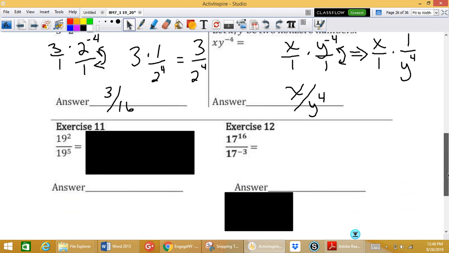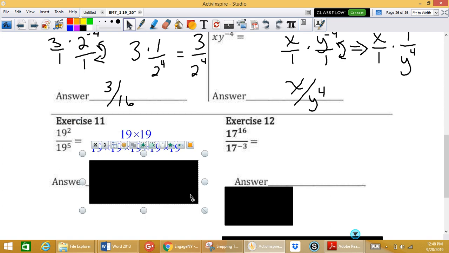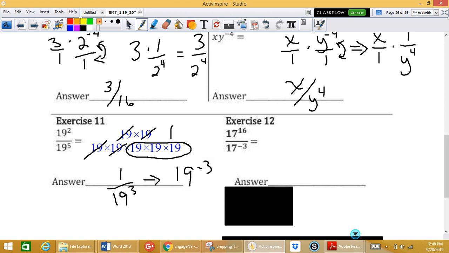Okay, let's look at the next one, exercise 11. Now we have 19 squared divided by 19 to the fifth. So again, when you're dividing, you're going to wind up crossing things off. 19 divided by 19 is 1, 19 divided by 19 is 1, leaving 3 19s on the bottom and only 1 on top. So it's 1 over 19 to the third, which is 19 to the negative 3.